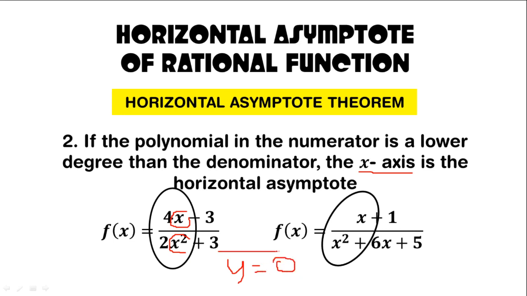So, yan yung horizontal asymptote kapag ang numerator has a lower degree than the denominator. So, katulad din nito, x lang siya sa numerator at x squared sa denominator. So, ang horizontal asymptote niya, kapareho nito ay y is equal to 0.